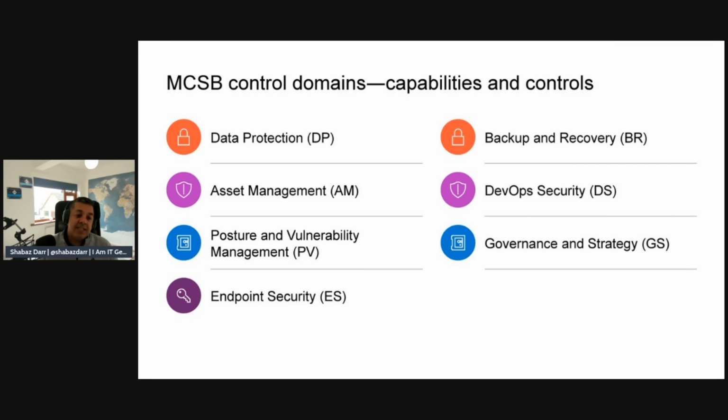Let's talk about the MCSB control domains now, capabilities and controls. So data protection. We saw in the last demo some of the different recommendations Microsoft makes around all of these: data protection, asset management, posture and vulnerability management, endpoint security, backup and recovery, DevOps security, and governance and strategy. And as we saw, Microsoft uses the compliance area within Defender for Cloud to make recommendations of implementations you can do throughout your environment to meet some of these capabilities and controls. So very, very useful part of Defender for Cloud.